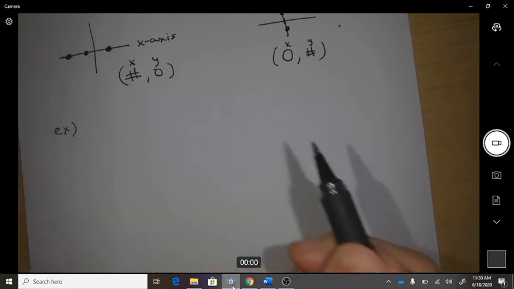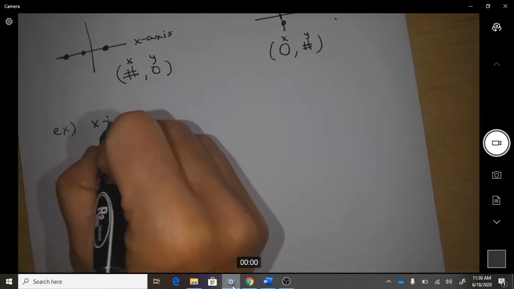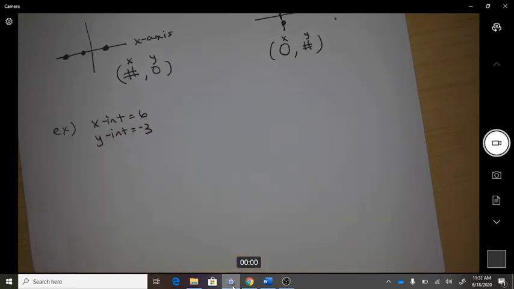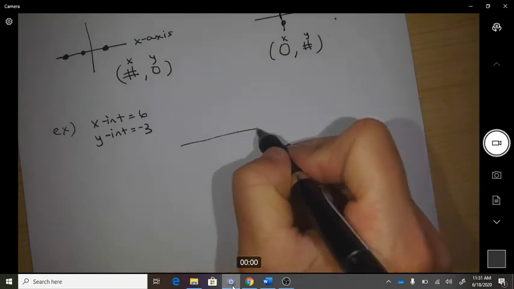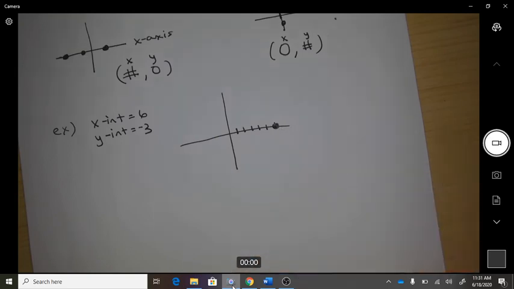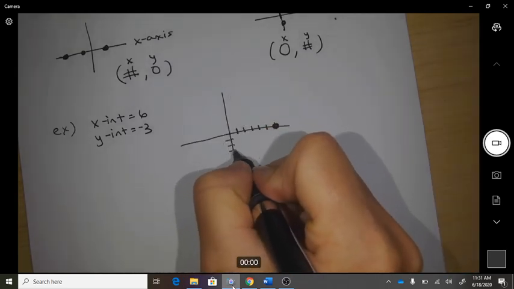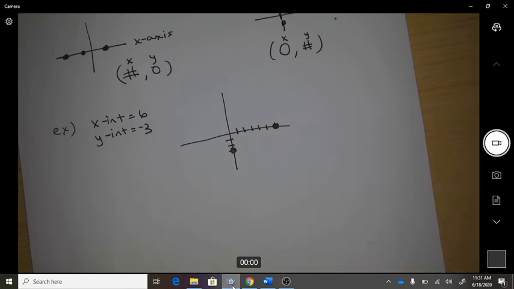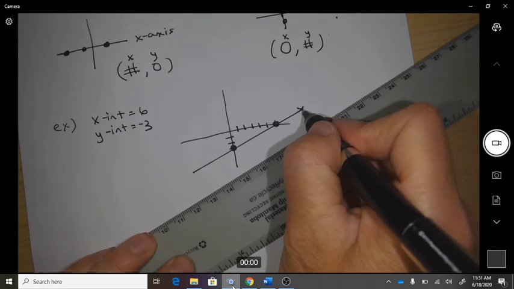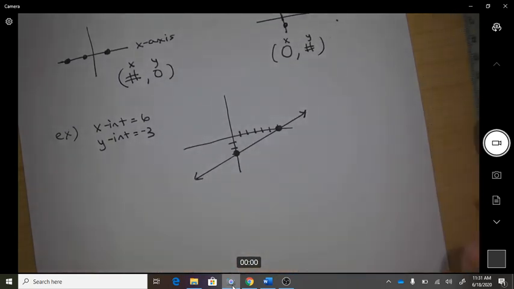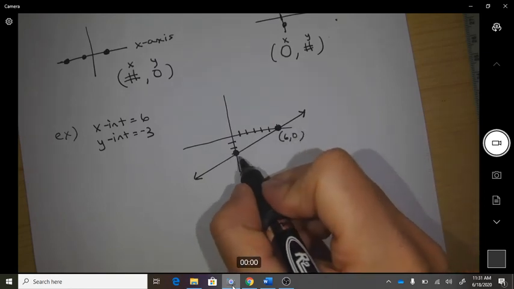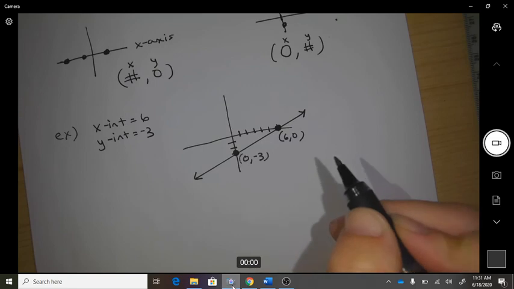So just an example of what a graph would look like. If it had an x-intercept of 6 and a y-intercept of -3, what would the line look like? If it's an x-intercept of 6, it would be right here, and a y-intercept of -3 would be there. If I had a line going through those intercepts, it would look like that. So what's the actual coordinate here? That would be (6, 0). And the coordinate of this would be (0, -3).